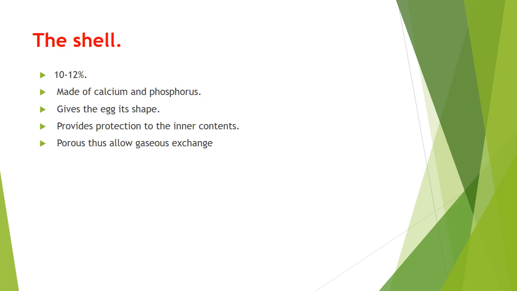Now, the first part is the egg shell. The egg shell is made of calcium and phosphorus, and the main function of the egg shell is to provide protection to the inner content. It is also porous, meaning it allows for gaseous exchange. The last one, it gives the egg its shape. The shape of the egg is oval. So what makes it oval in shape? It is the egg shell.